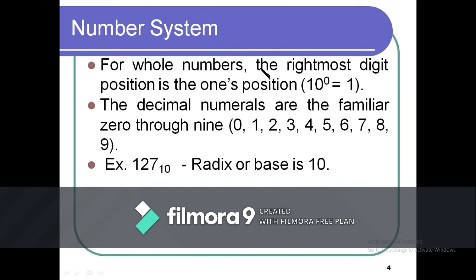The rightmost digit position is the ones position, meaning when you give 10 raised to 0, we get the value. The decimal numerals start from 0 to 9, meaning 0, 1, 2, 3 up to 9. For example, we take 127, meaning 127 base 10. Base is also called the radix. This is one example taken, but digits are not only from 0 to 9 in other systems.